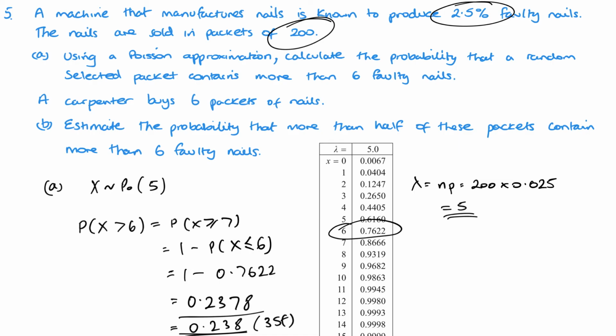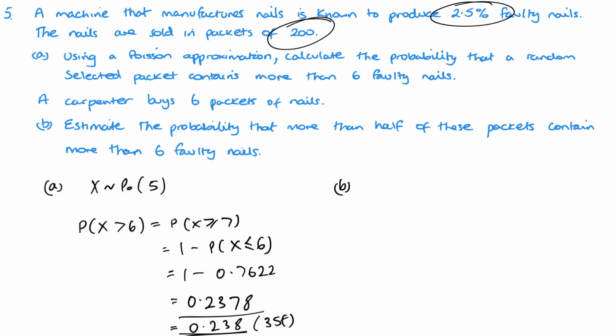Now, part B, we've got a carpenter buying 6 packs of nails. Estimate the probability that half of these contain more than 6 faulty nails. You'll notice the more than 6 faulty nails is what we did on part A. And the fact that now we're bringing in another number of these items is going to be a binomial. So you've actually gone binomial to Poisson and back to binomial.